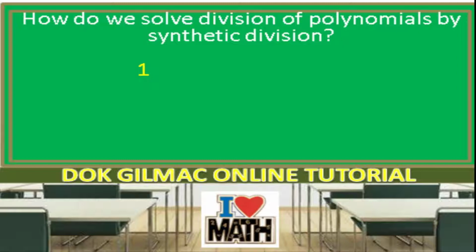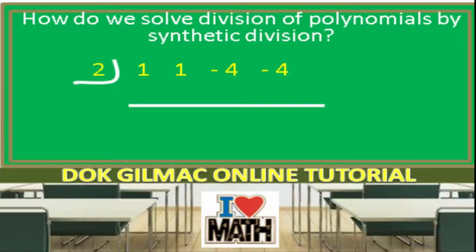Consider the numerical coefficients of the given polynomial: 1, 1, negative 4, and negative 4. For instance, these are all the numerical coefficients of the given polynomial divided by x minus 2. So you are going to divide it by 2. As you can see here, 1 is the leading coefficient of the given polynomial.